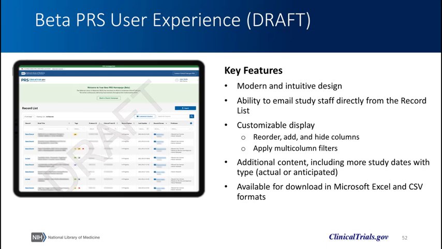Shown on this slide is a draft version of the first planned upgrade, which involves a revamping of the PRS record list. Feedback from user testing has been positive, with users praising the modern and more intuitive design. Users will have the ability to email staff directly from the record list, and they'll be able to customize the display by reordering, adding, or hiding columns, and by creating multi-column filters. Additional content is being incorporated into the list, including more study dates identified by type. In addition, customized content will be available for download in both Excel and CSV formats.